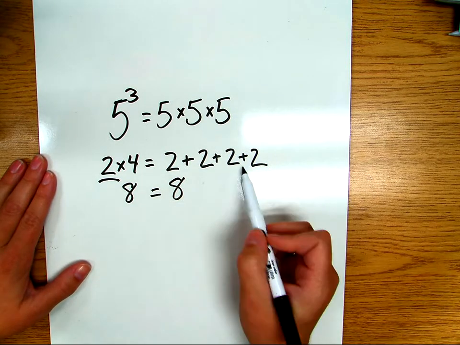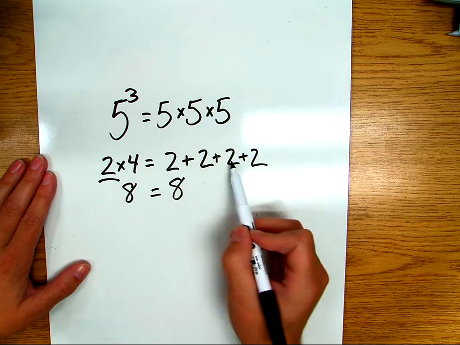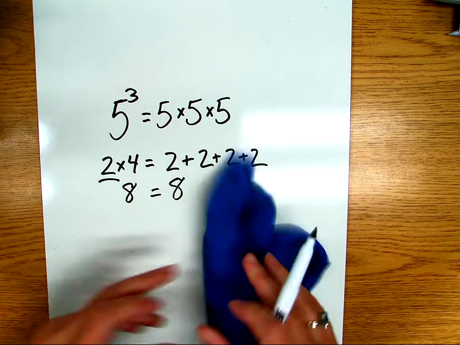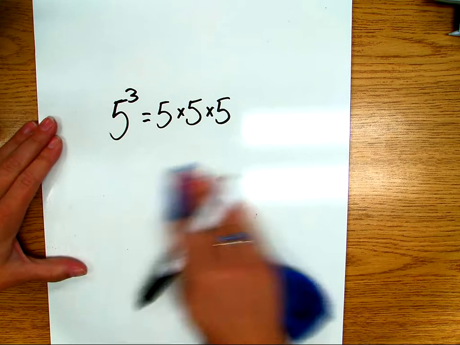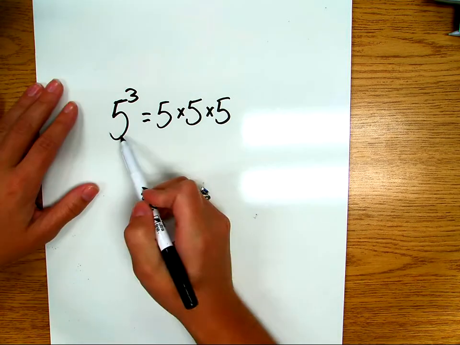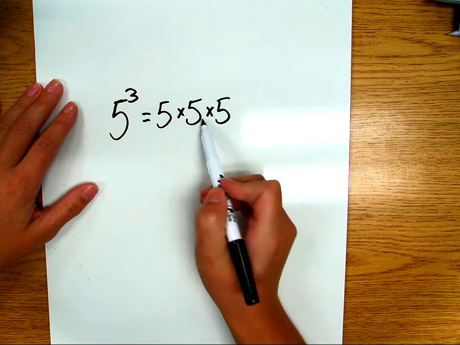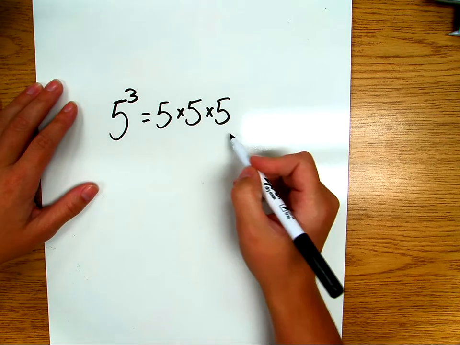What would you rather write out? 2 times 4 or 2 plus 2 plus 2 plus 2? So, that's our brief review lesson. Multiplication is repeated addition, so that we can take that and build it into exponents. Exponents are repeated multiplication. So let's keep that in mind.